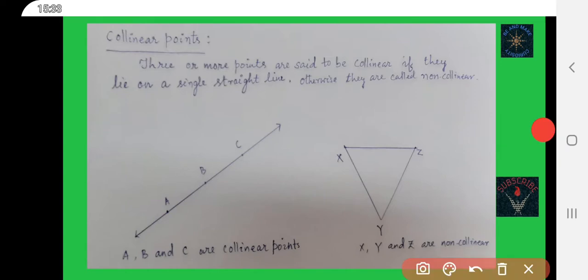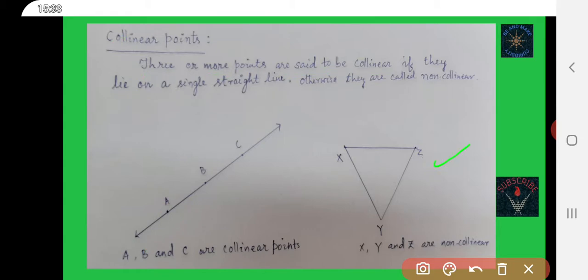See, first collinear points. 3 or more points are said to be collinear if they lie on a single straight line. Otherwise, they are called non-collinear points. Here you see point A, point B, point C lie on a single straight line. So, the points A, B and C are collinear points.